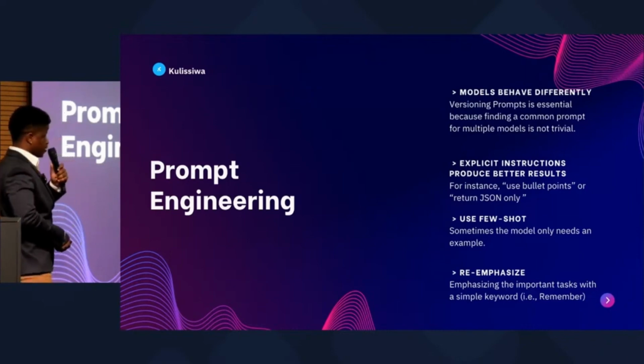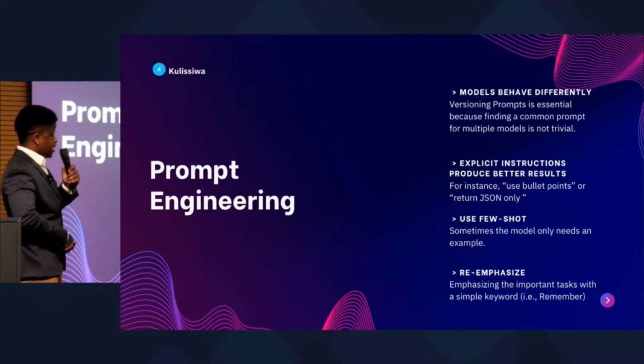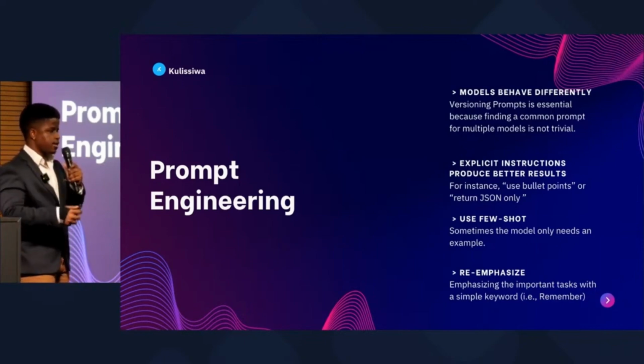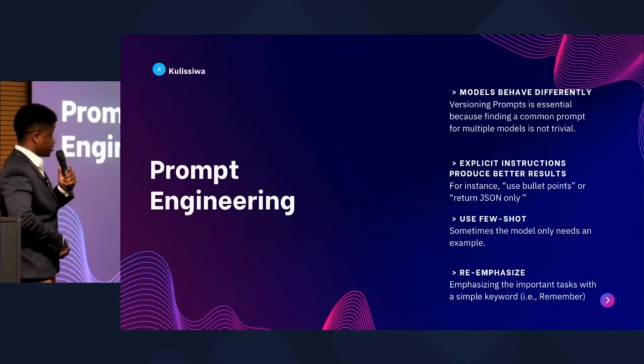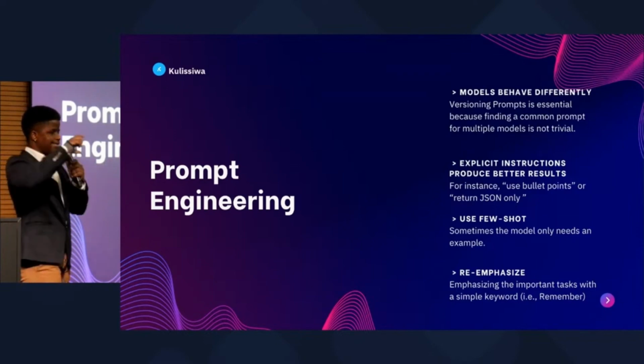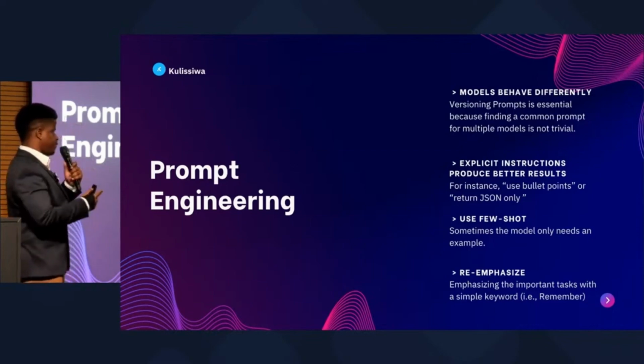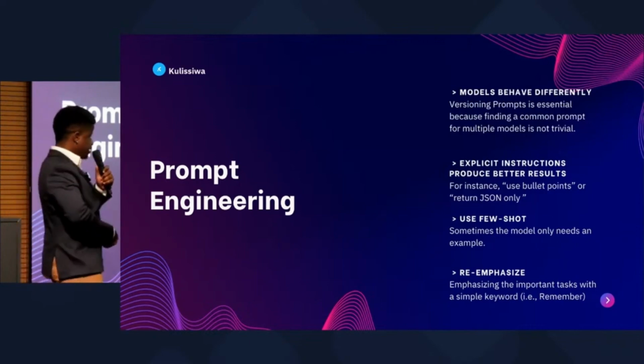Then you have explicit instructions. It's better to say use bullet points, return JSON only, than, "I want you to format the answer nicely." So be more explicit in your instructions. Another one is, if you can, use few-shot. Give the model an example of what you want the answer to look like, and these models are pretty good at understanding and picking up those ideas. Even if it's just one example, two examples, test out and see how many examples it takes to teach the model a new behavior.